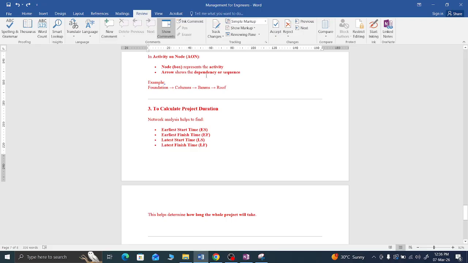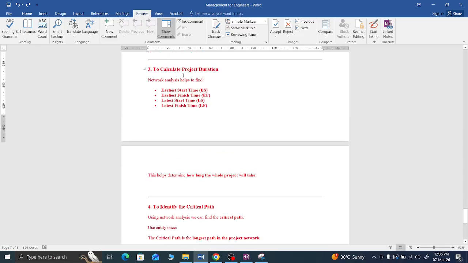I am only discussing the activity on node method here. To calculate the project duration, we can use both methods, but I am going to discuss one. To find the total project duration, we need the early start time (EST), the early finish time (EF), the latest start time and the latest finish time. I will explain these while we do the project.